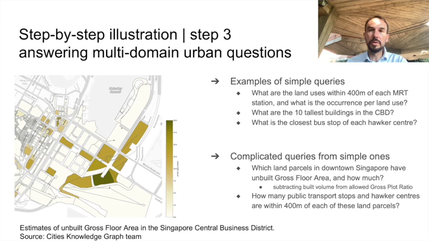We now want to answer multi-domain urban questions. Simple queries include: what are the land uses within 400 meters of each metro station? What are the 10 tallest buildings in the central business district? What is the closest bus stop of each hawker center? More complex queries build on sequences of simpler queries. For instance, which land parcels in downtown Singapore have unbuilt gross floor area and how much? How many public transport stops and hawker centers are within 400 meters of each of these land parcels?